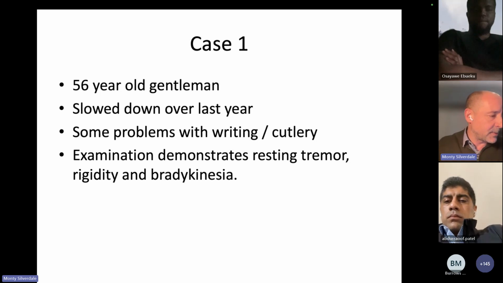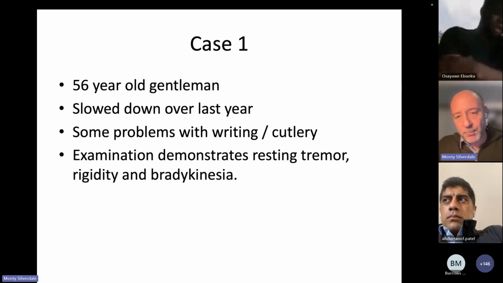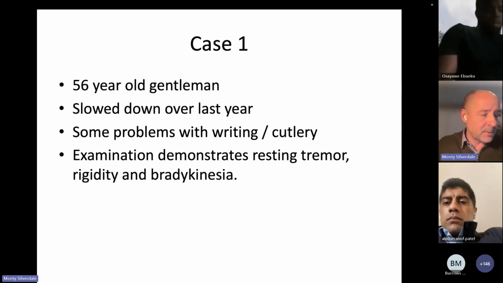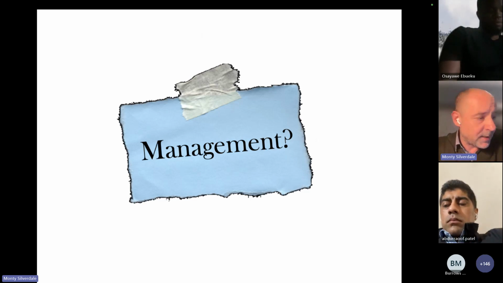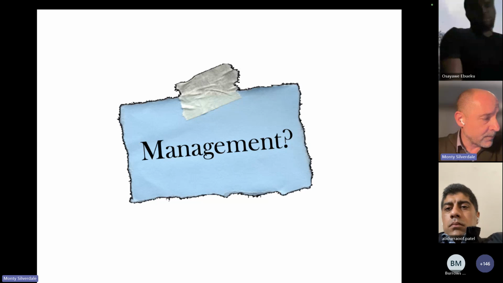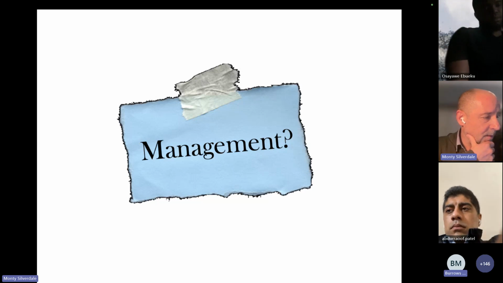Someone said, assess which symptoms are most distressing for the patient. I mean, his family are worried about him. He's had problems with writing, cutlery. So these symptoms are, I think, troublesome. Well, we can ask, but I think they are troublesome. So there's a variety of suggestions.